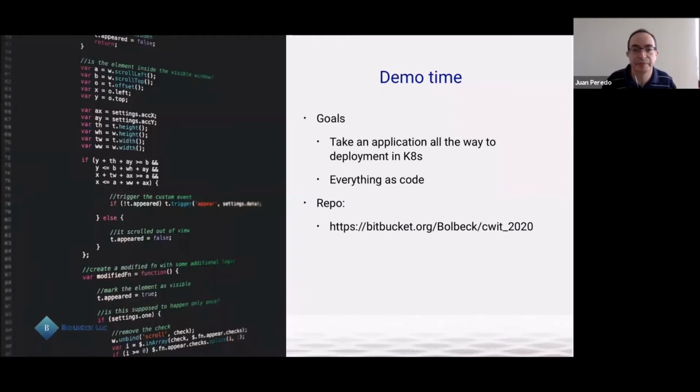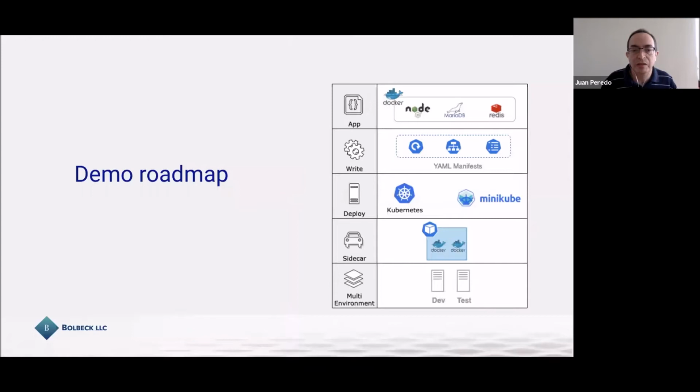Okay. So what is our demo going to look like? Well, we're going to start with our application, which we're going to run in Docker. Then we're going to write some YAML manifests. We're going to push that to Kubernetes. That's going to be running in Minikube on my machine.